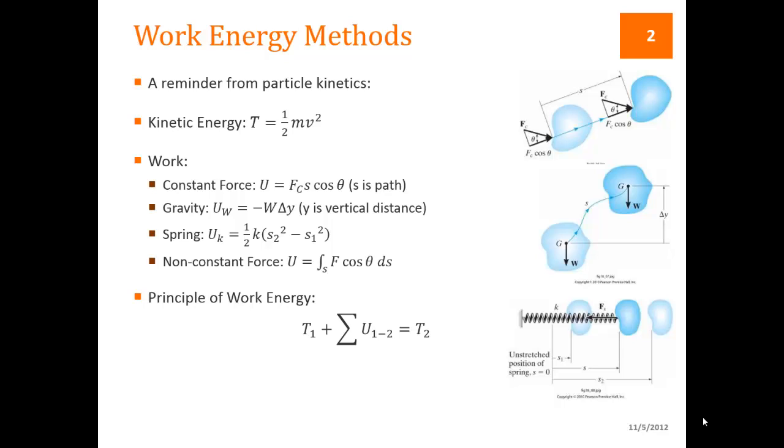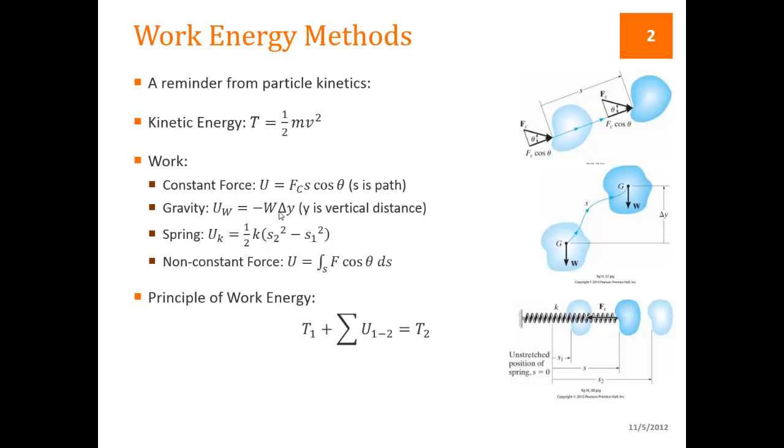So think back to work energy methods for particles, and we had an expression for the kinetic energy, which is 1/2 of mass times the velocity squared. So this is always a positive quantity, and it's measured in joules. We also had expressions for work. The general expression for work is the integral of the force dotted with the distance. So you're looking at the force times the part of the distance that is parallel to the force.